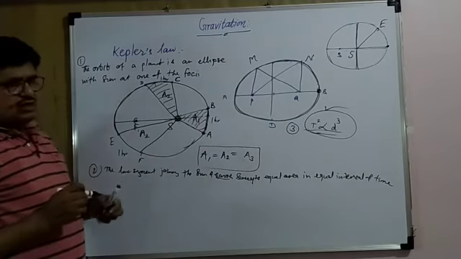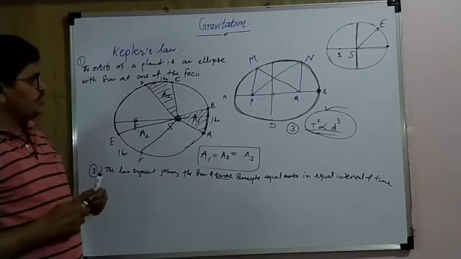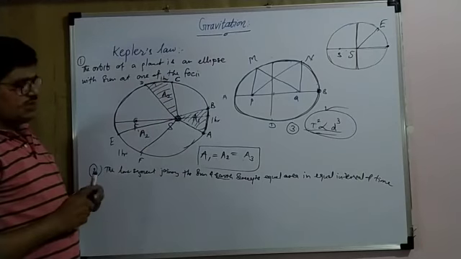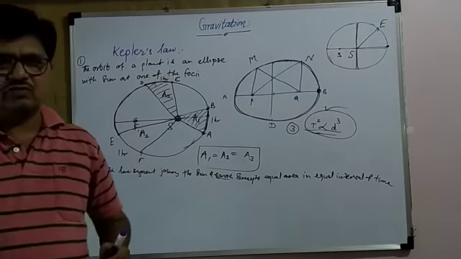The first law is that the orbit of any planet is an ellipse, but at this time the sun is at one of the foci. These are the three Kepler's laws about planetary motion. To stop here.